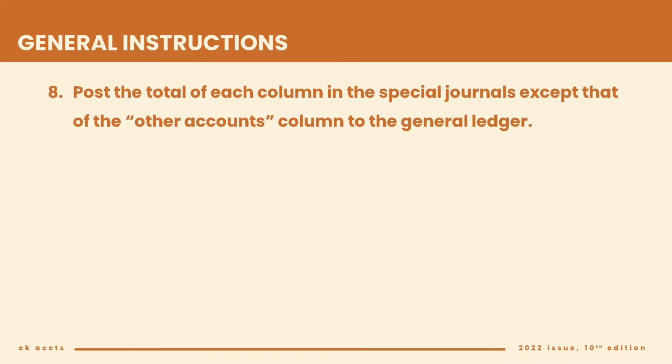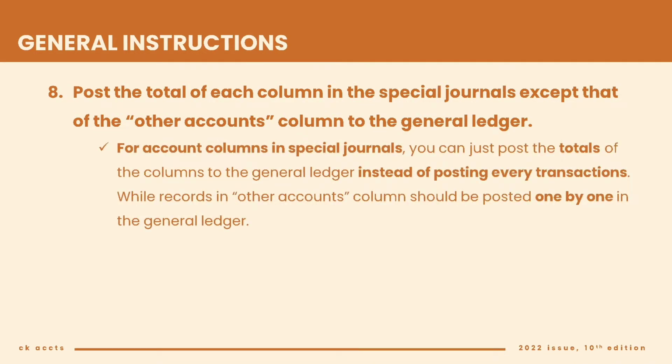Number 8, post the total of each column in the special journals except the other accounts column to the general ledger. Ang sabi dyan, for account columns in special journals, pwede mo na siyang i-post yung mga totals nun sa columns ng general ledger, instead na mag-post ka pa ng for every transaction. Okay? So, while records in other accounts column should be posted one by one in the general ledger.